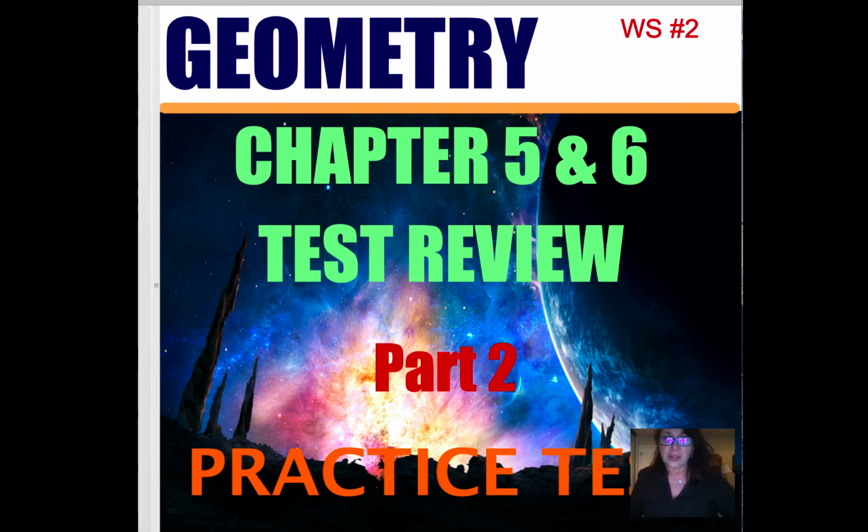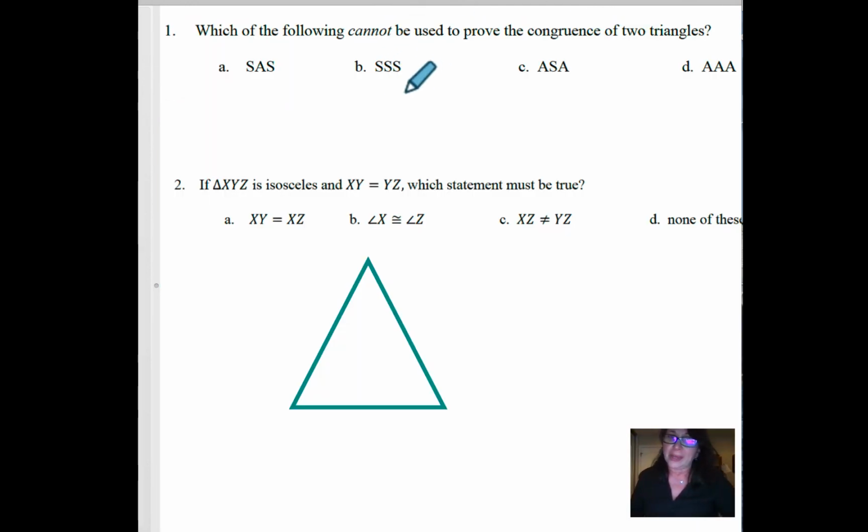So let's get started. The first question that we're going to see is: which of the following cannot be used to prove the congruence of two triangles? We have side angle side, completely fine. Side side side, completely fine. Angle side angle, also fine. So these three are all good.